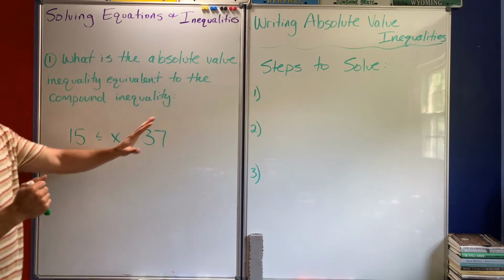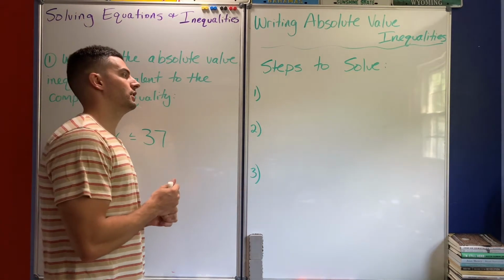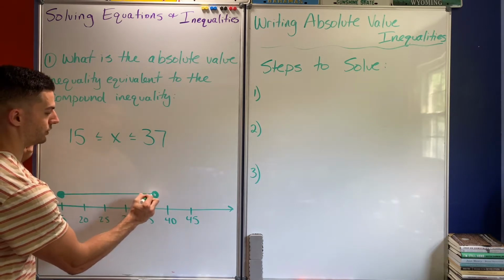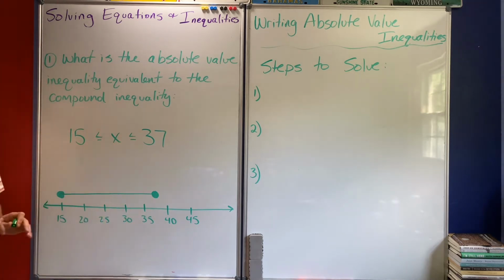So there's going to be a three-step process, and I'm going to write those in a second. I have a number line up here now, and I just want to draw real quick what this is saying. If I flip that around, x is greater than 15, and x is less than or equal to 37. So that's what this statement is saying.